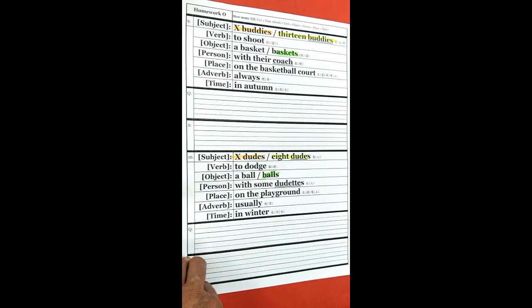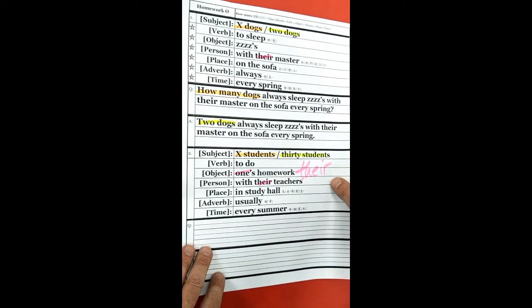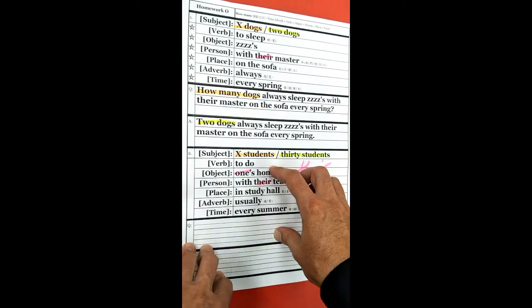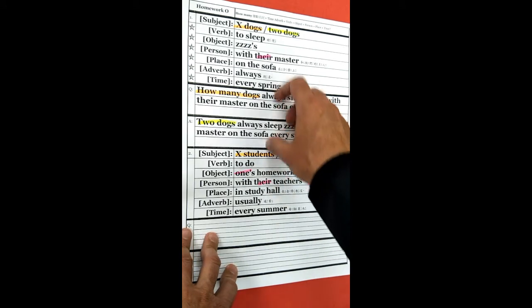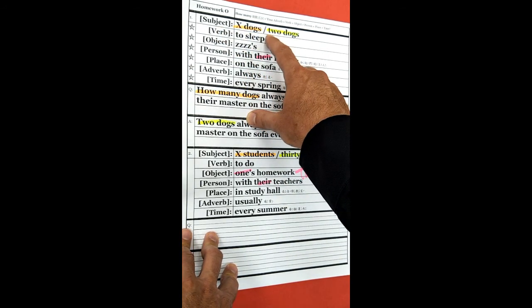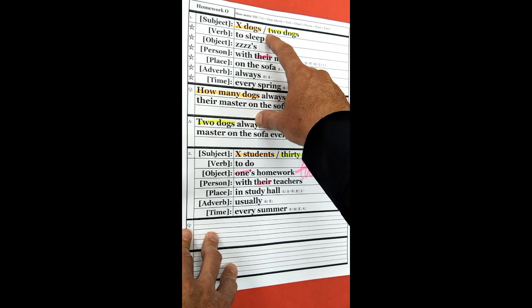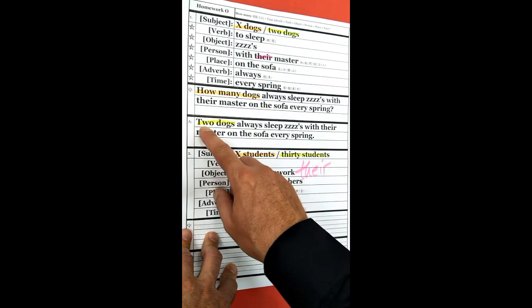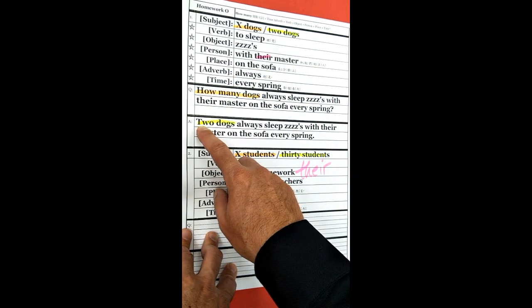This is so easy. Now, I want you to remember something. Many students are going to make this mistake, so don't you make this mistake. Here I wrote subject: dogs, 2 dogs. Look, I wrote a small t, a lowercase t. When I answer, it becomes a capital T.